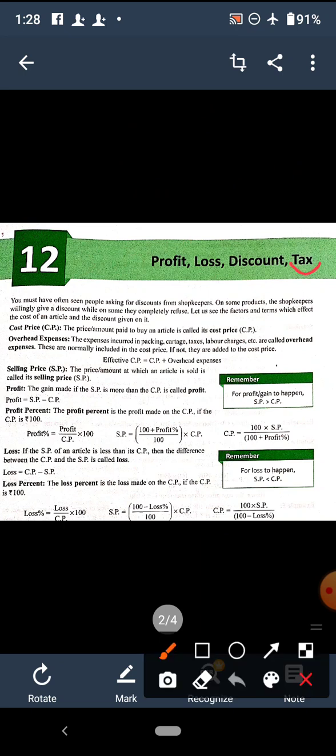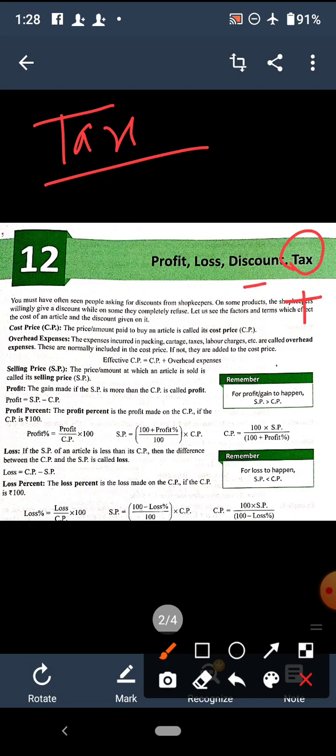Tax is a compulsory payment which is paid to the government. Tax increases the cost of a product. Tax is always added, discount is always deducted.